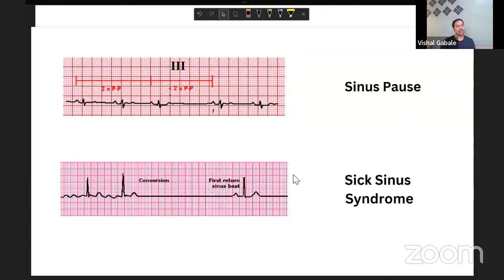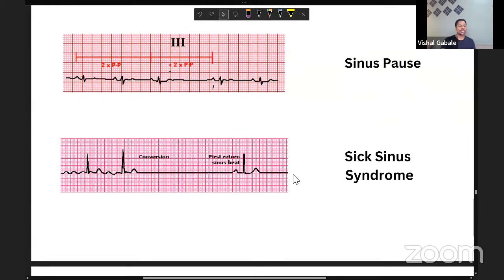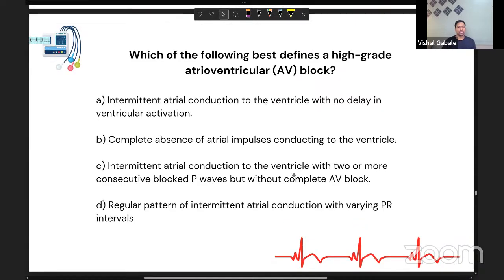Yes, it can occur either due to some toxin or due to age-related degeneration of the sinus node, as somebody mentioned. Okay, so now we are done with the SA node. Now let's move ahead to the AV node. All right. So what are the diseases of the AV node you know about? Before that, just tell me the answer to this MCQ.